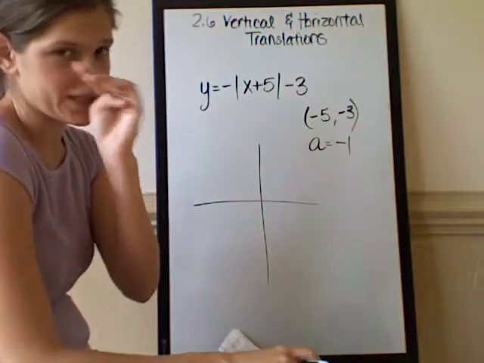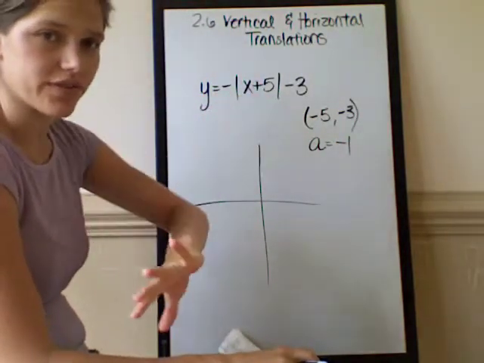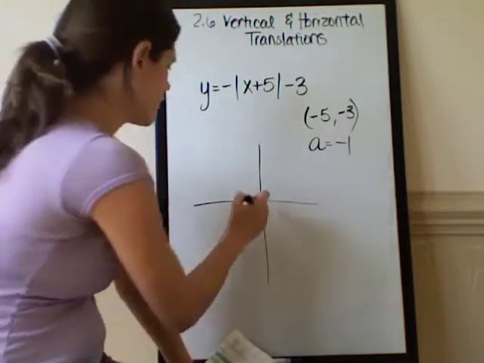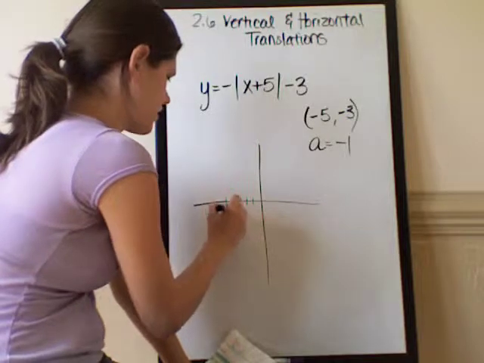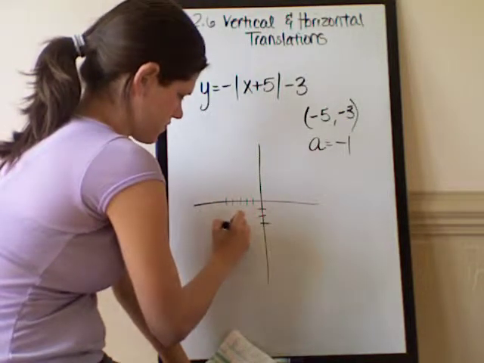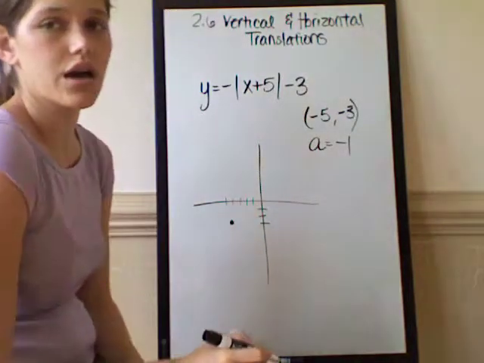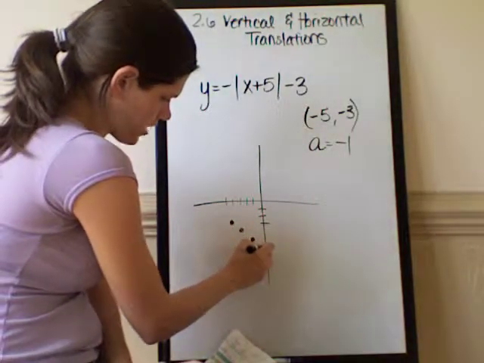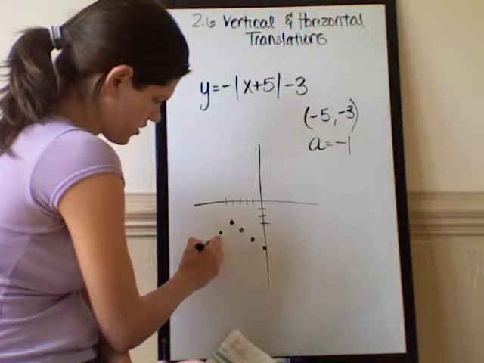Look back at your summary table, and it tells you that the graph is going to be flipped down, so you're going to have that upside down V this time. Alright, so -5, -3. And instead of going up 1 over 1, I'm going to go down 1 over 1. So I'm going to have a graph that is pointing down.